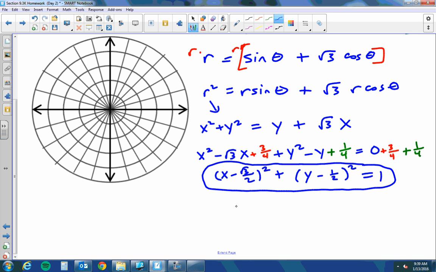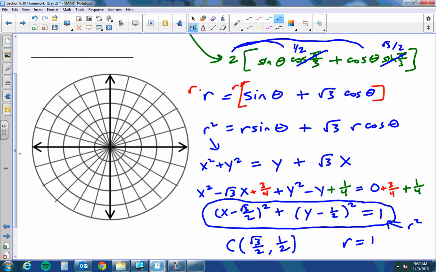Where's the center of that circle? Positive square root of 3 over 2, 1/2. This is r squared, actually, right? But the square root of 1 is 1, so the radius is 1. This actually is not bad in terms of graphing it. That is a point on the unit circle, so it's at pi over 6, yes?